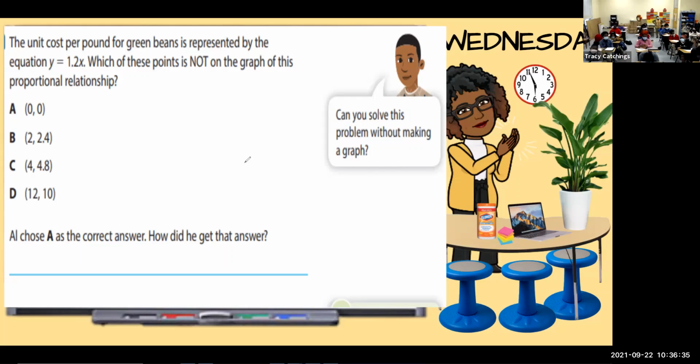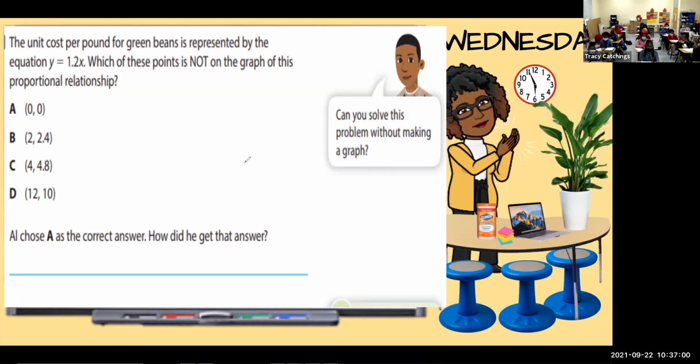all right, it says the cost per pound for green beans is represented by the equation y is 1.2x. Which of the points is not on the graph of this proportional relationship? You can automatically take out B and A. Why? Well, A or B is on the graph, but most definitely B is.